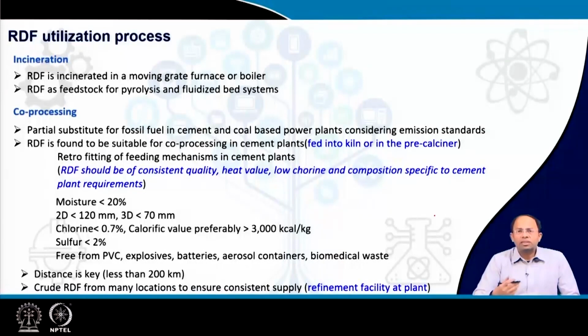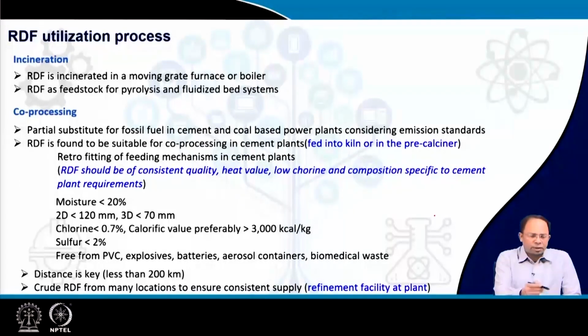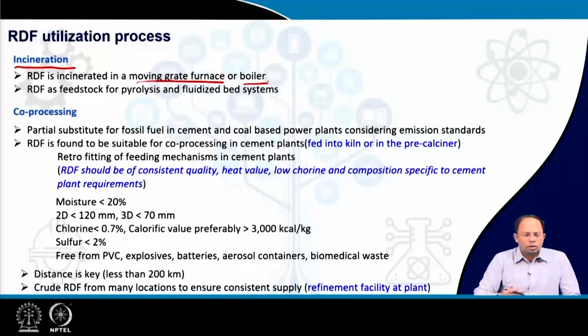Now once we have produced the RDF, next comes the steps of RDF utilization. That means how do I use the RDF? The first utilization is of course incineration of RDF directly. That means we can incinerate RDF in a moving grate furnace or a boiler system, so that directly we can generate electricity.